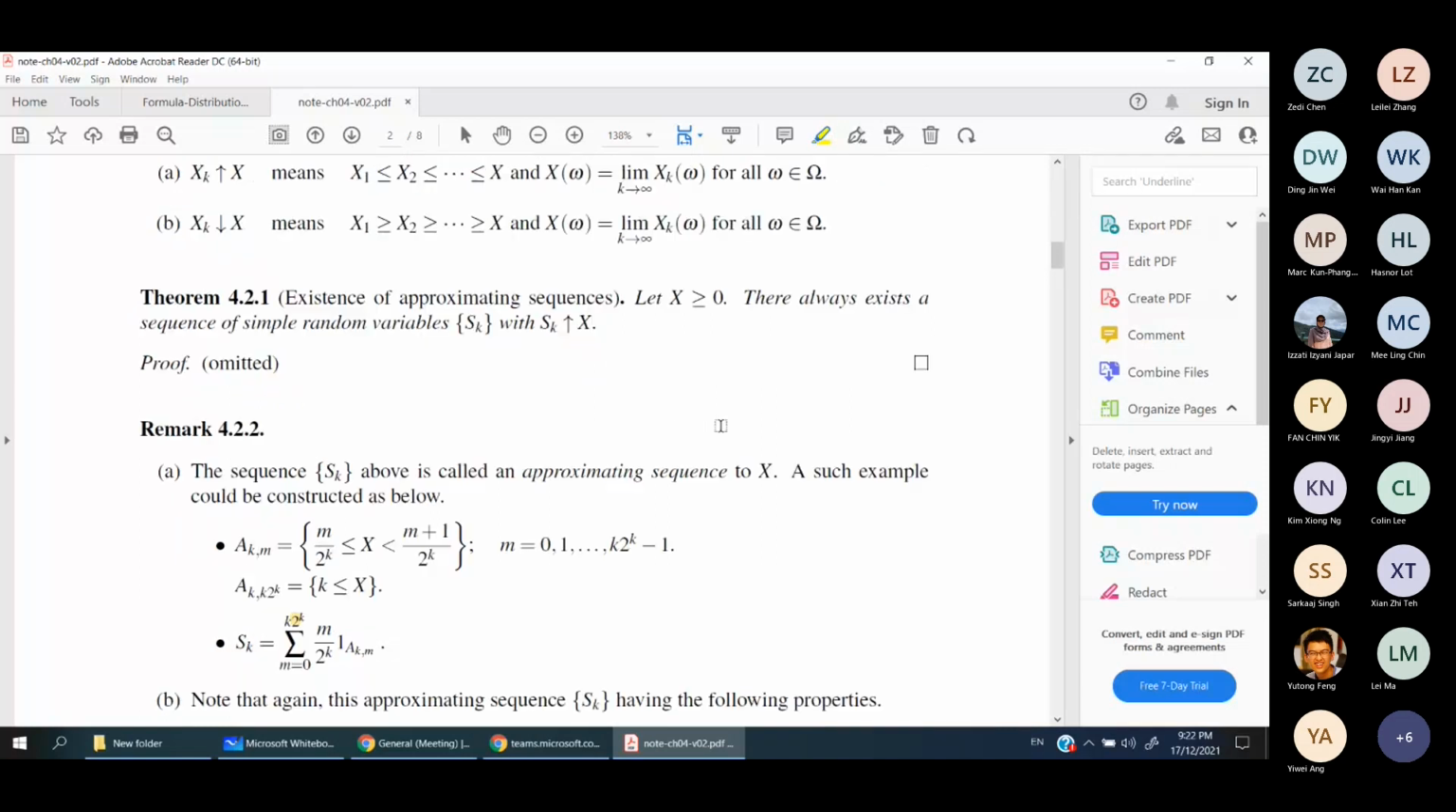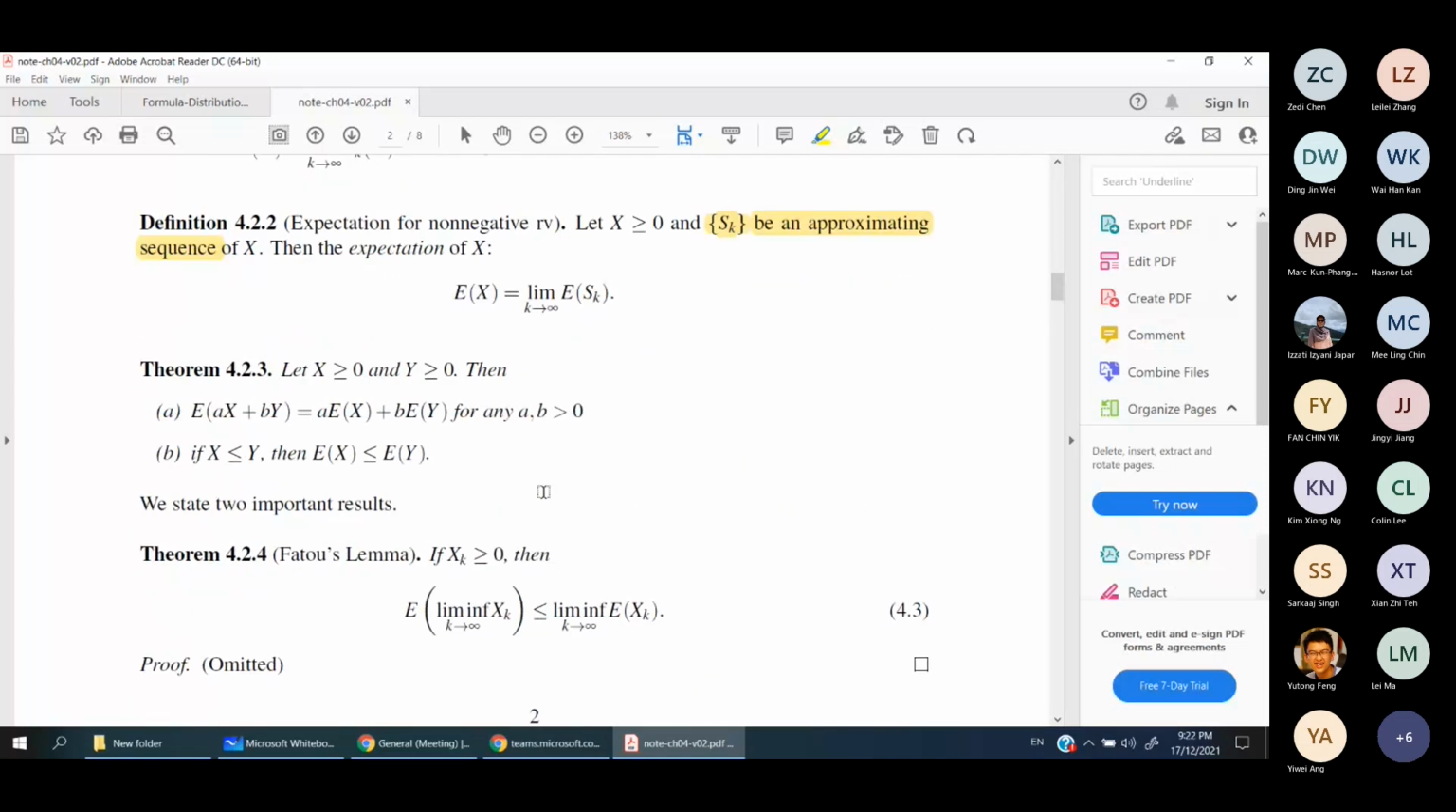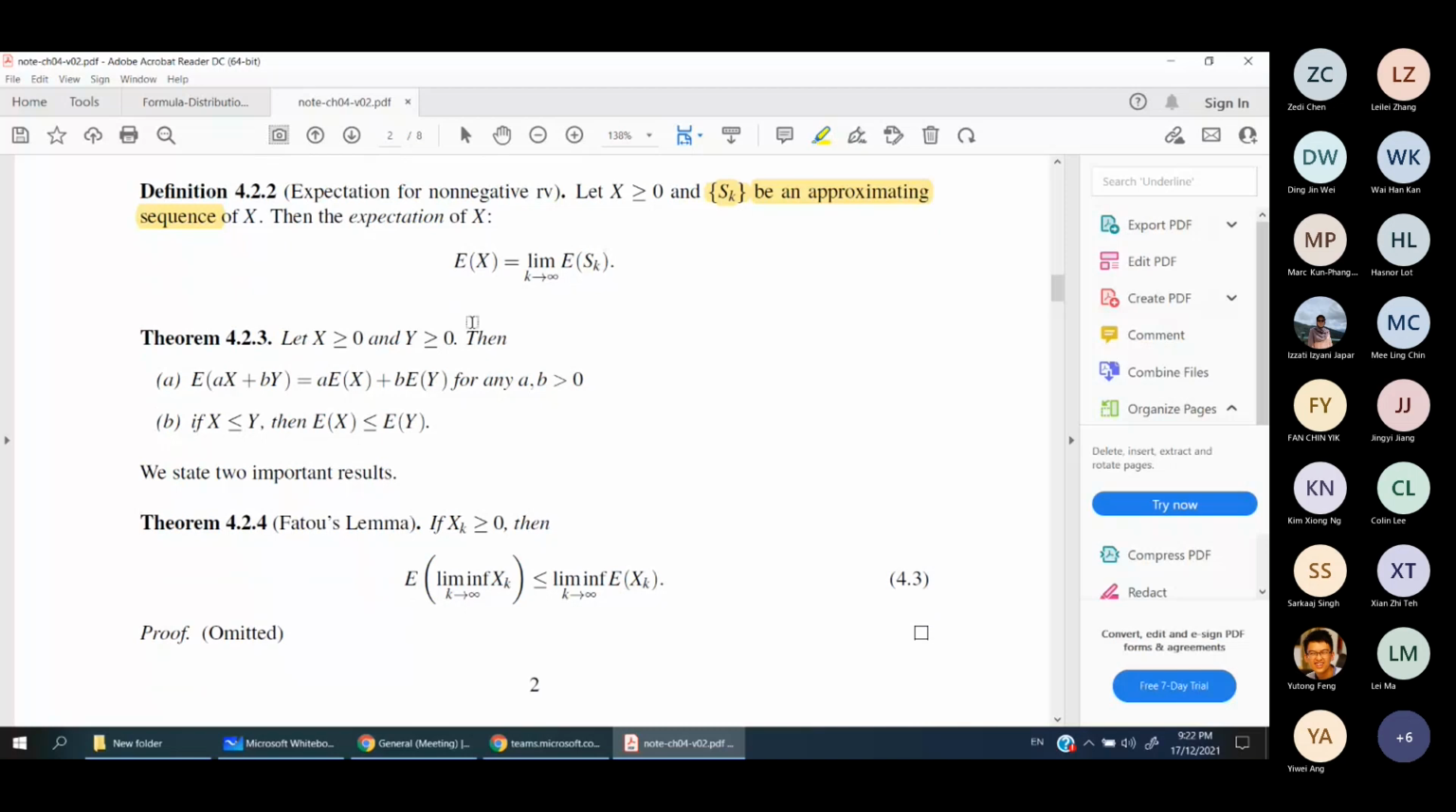Okay, never mind. So I think this is quite straightforward. Expectation value is linear. And if X is less than or equal to Y, then E[X] will be less than or equal to E[Y]. I think this is quite straightforward according to the definition.